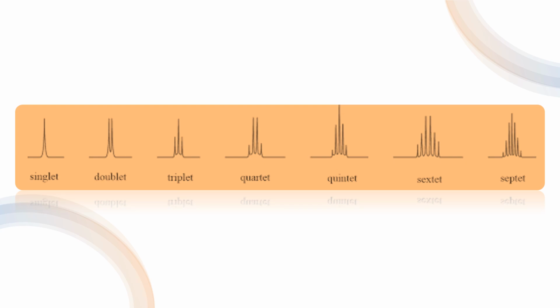Following that is the triplet, a three-peak pattern with a 1 to 2 to 1 intensity ratio. This happens when the observed nucleus is coupled to two equivalent protons, like the hydrogens in a CH2 group adjacent to another group. The quartet consists of 4 peaks with an intensity ratio of 1 to 3 to 3 to 1. It results from coupling with 3 equivalent protons, such as a CH group next to a CH3 group.